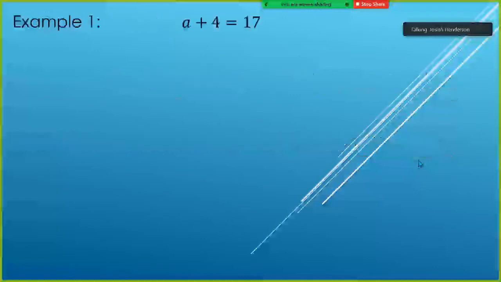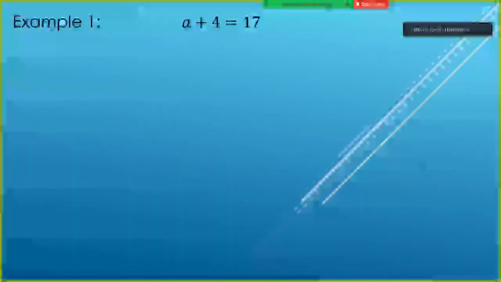Linear equation. So let's start with a few examples, and then we're going to talk about why that works and how to approach any problem, even if it's a harder example. So start with this one with me. Example 1, A plus 4 equals 17. So now it's not just simplify the expression, it's solve for A.